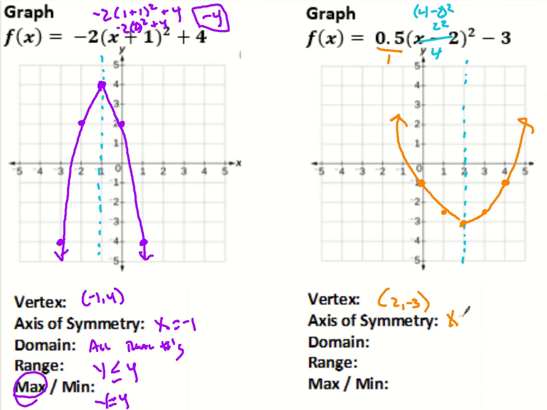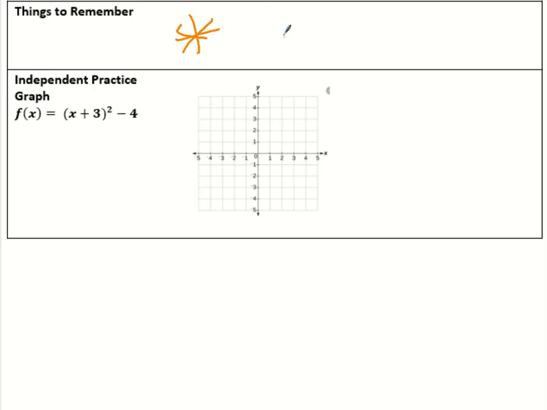For the vertex, we were at +2, -3. Our axis of symmetry was x equals 2. Domain is all real numbers. I don't feel like writing it, so I'm not going to. The range is y is greater than or equal to -3, because that's the y value of our vertex, which means we're at a minimum of y equals -3. Okay, things to remember. Always opposite sign. It's a common mistake.